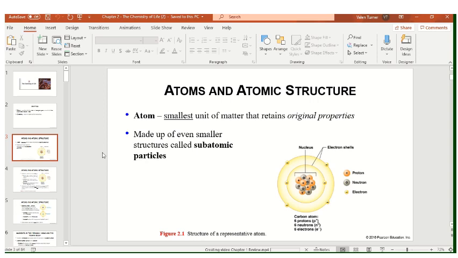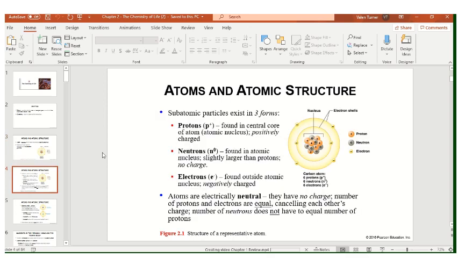And you need to know the parts of an atom. We call them the subatomic particles. There are 3 of them: protons, neutrons, and electrons. You've got to know what charge they have. Protons have a positive charge. Neutrons are neutral. They have no charge. And electrons are negatively charged. You've got to know where to find them in the atom. Protons and neutrons are in what we call the nucleus, kind of like the core of the atom, while electrons are located in electron shells.